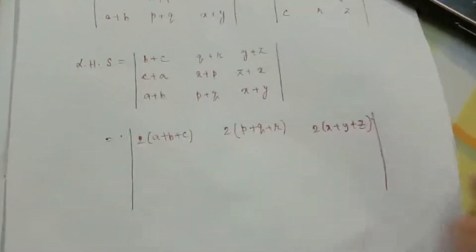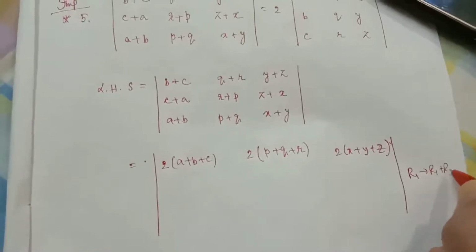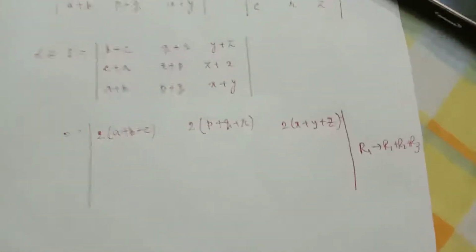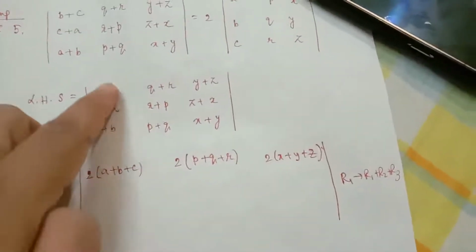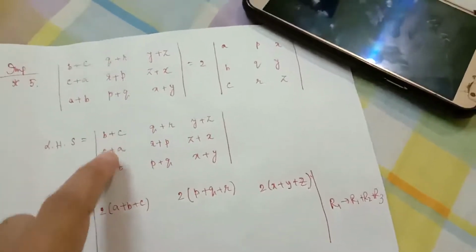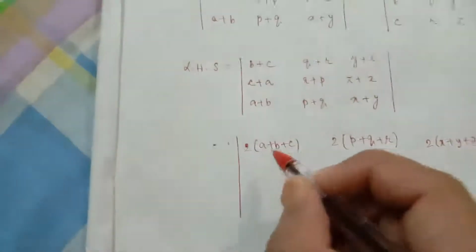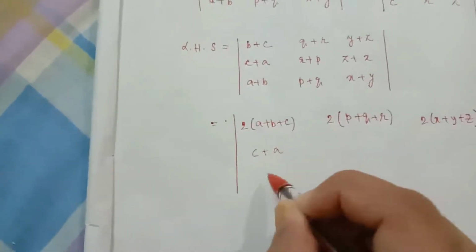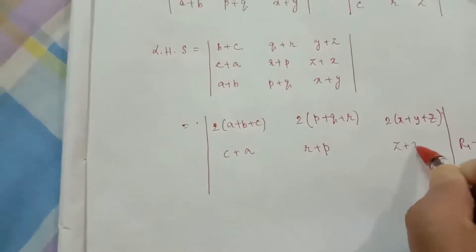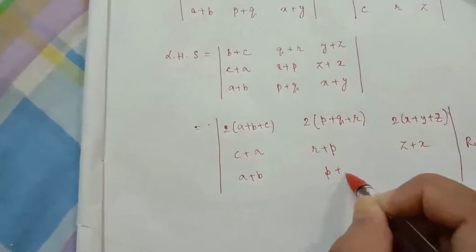So what we have done here, we have replaced R1 by R1 plus R2 plus R3. We have added these three rows, and we have replaced R1 by R1 plus R2 plus R3. This is now our new R1. The second row and third row will be unchanged. So C plus A, R plus P, Z plus X, A plus B, P plus Q, X plus Y.